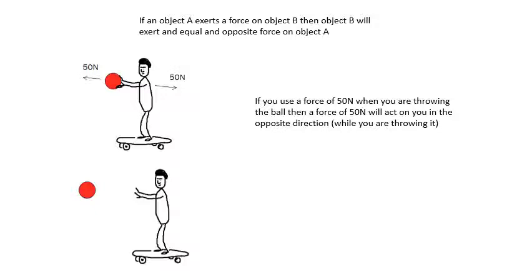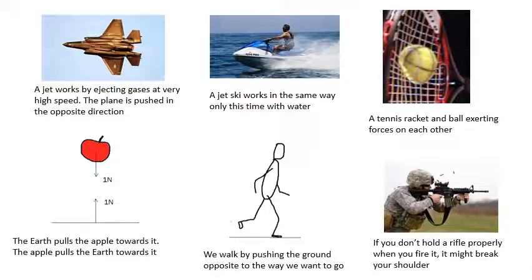I mean, once you've thrown it, then you have no influence over it. Okay, but the ball goes that way and you will go in the opposite direction. Not as fast because your mass is a lot bigger than the ball, but the force is the same. Forces come in pairs. Forces always come in equal and opposite pairs. Look at these examples. Let's work our way through them.